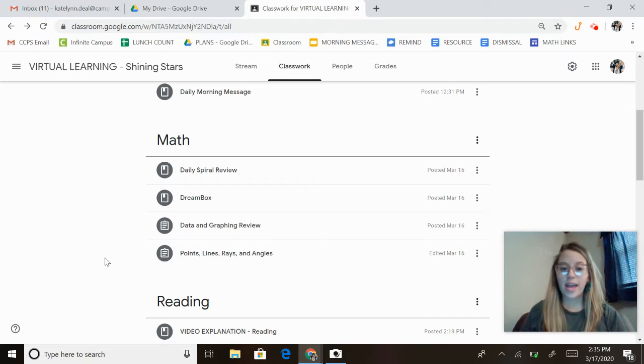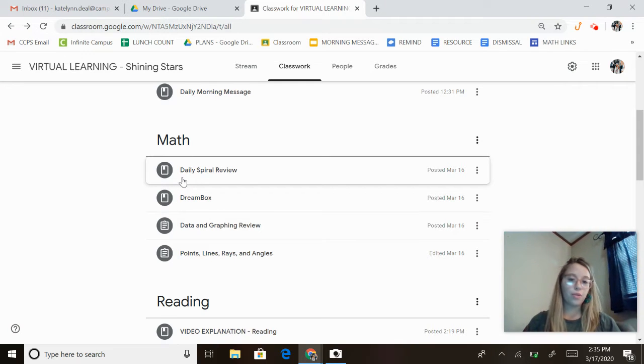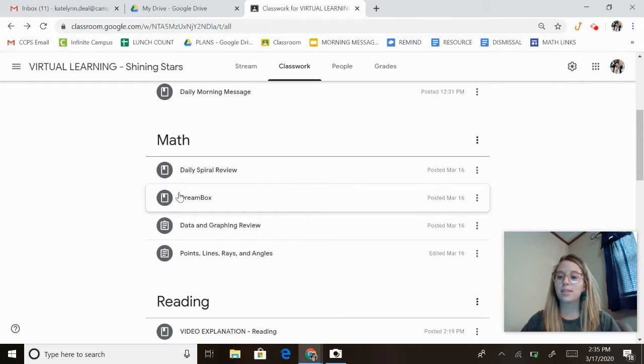Right, let's look at what I have linked for you resource-wise for math. Again, these things will not be graded, but I can offer you feedback through these different links that we complete and things that we work on. The first two things, Daily Spiral Review and Dreambox, will be very similar to what we do for morning work for math and then also for our Dreambox time during math rotations.